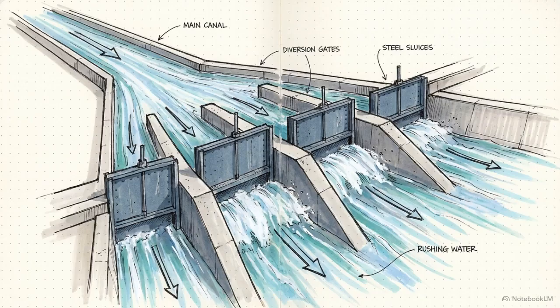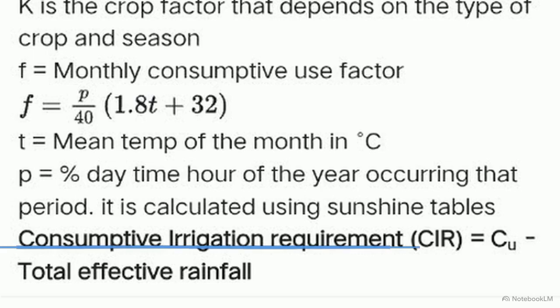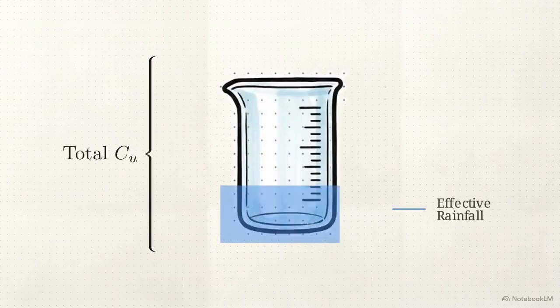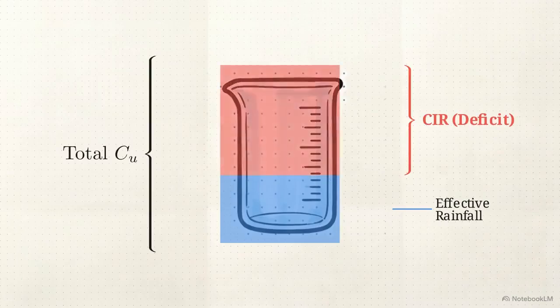For an engineer, the goal is to determine how much water must be manually added to the field. This final value is the consumptive irrigation requirement, or CIR. The logic of the CIR equation is a simple subtraction. Take the total water the crop needs, C sub U, and subtract the total effective rainfall. This accounts for the water nature provides for free. What remains is the deficit.